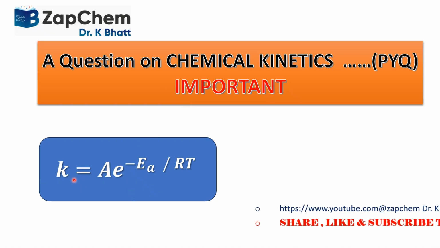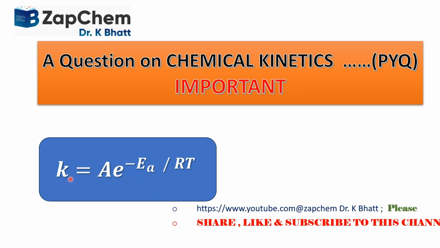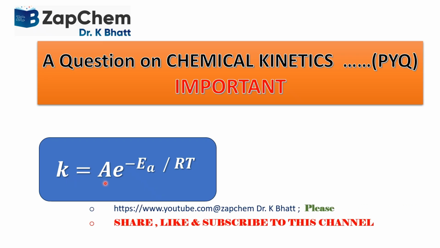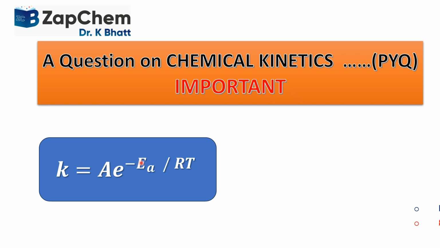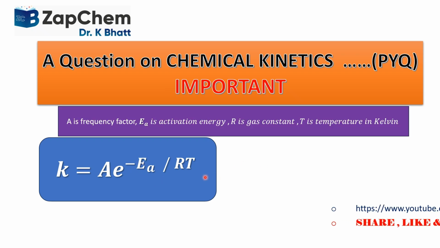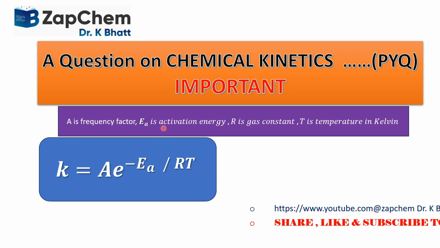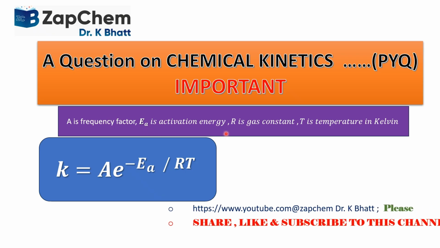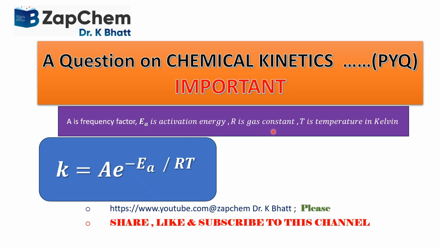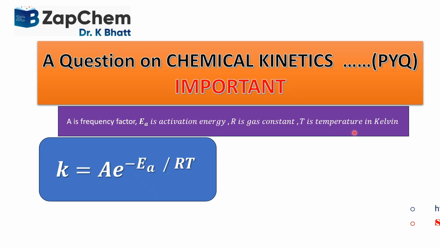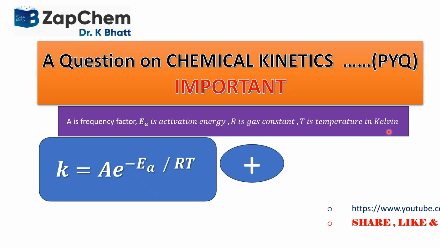We know that the Arrhenius equation is given as K = A e^(-Ea/RT), where A is the frequency factor, Ea is the activation energy, R is the gas constant, and T is the temperature in Kelvin.